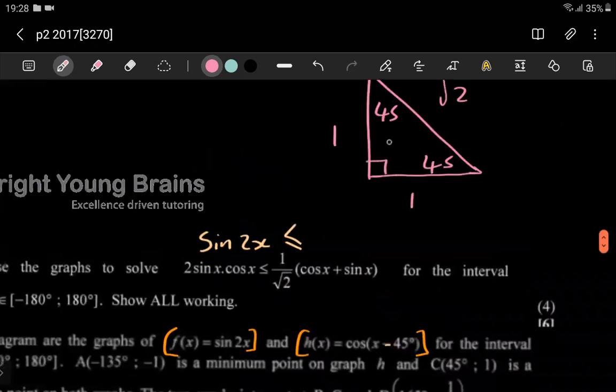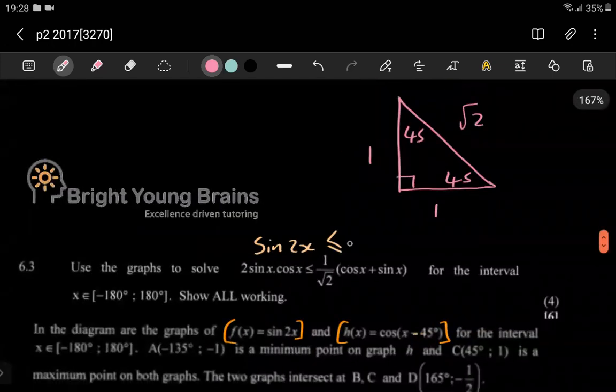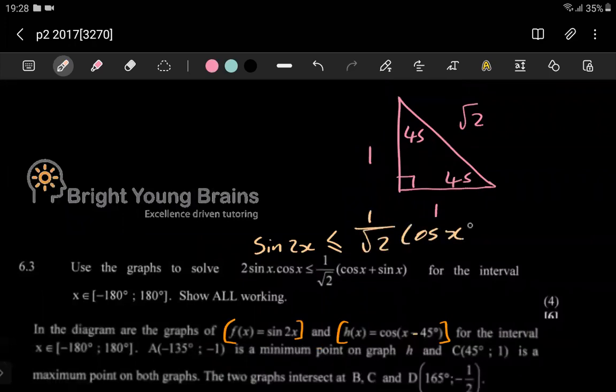Now, apart from just thinking of this cos x plus this sine x and the 1 over square root of 2 outside, for some odd reason, by intuition, it seems like it's going to be a good idea if we multiply inside our bracket. The reason for multiplying inside our bracket is because we're going to end up with something like this: 1 over square root of 2 with cos x, and then 1 over square root of 2 with sine x.